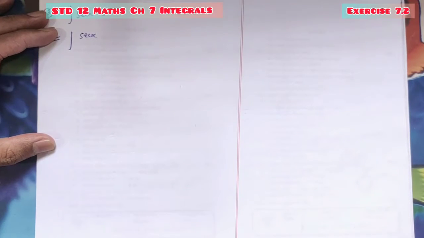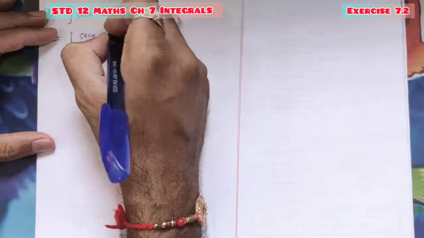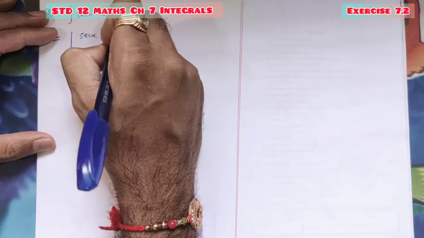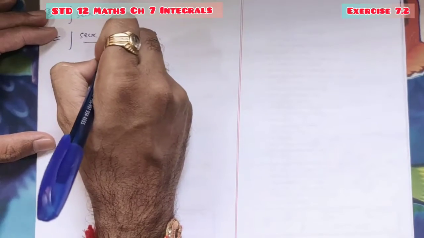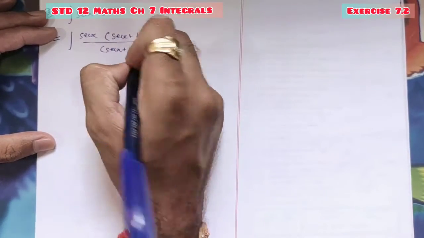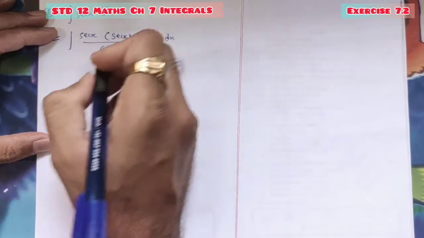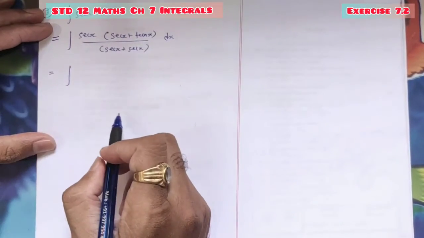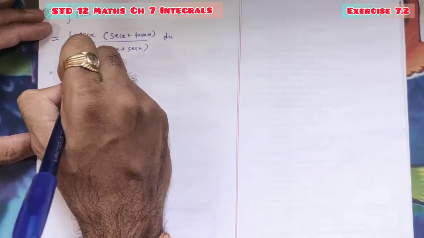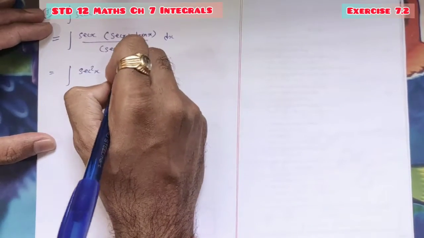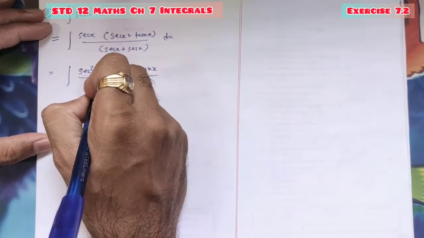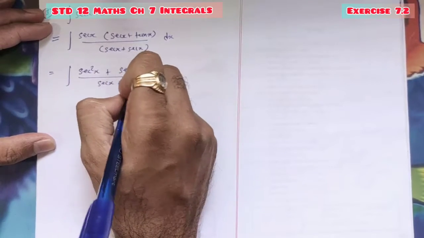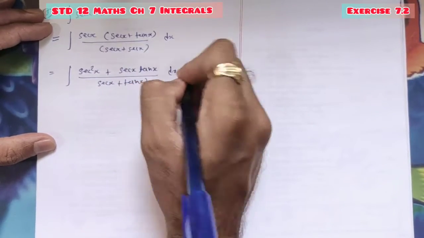So this is sec x, this is not a directly integrable form, so first you have to modify it, right. So here we are multiplying and dividing sec x with sec x plus tan x. So multiply and divide the function with sec x plus tan x dx. So this is equal to, now simplify this, so numerator is sec square x plus sec x tan x upon sec x plus tan x dx.